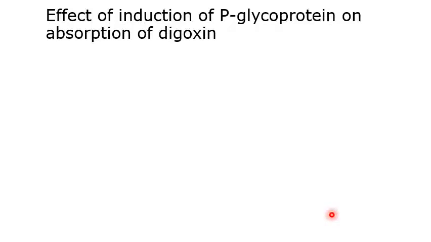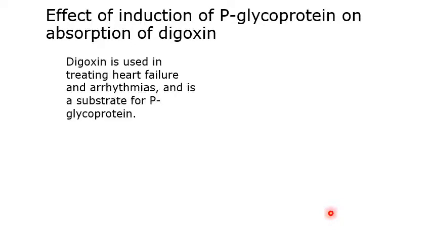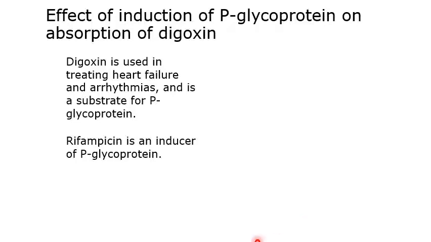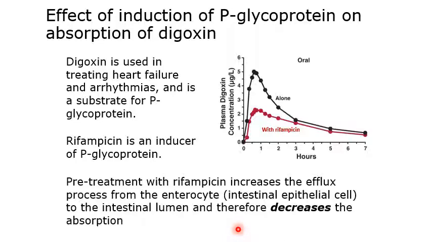Effect of induction of PGP on the absorption of digoxin. Digoxin is known to be a substrate of PGP. Therefore, once digoxin is absorbed into the enterocytes, PGP will act to increase efflux of digoxin from inside the cell to outside of the cell, and this will cause a decrease in the concentration and the absorbed fraction of digoxin. Another drug which is known to be an inducer of PGP is rifampicin.